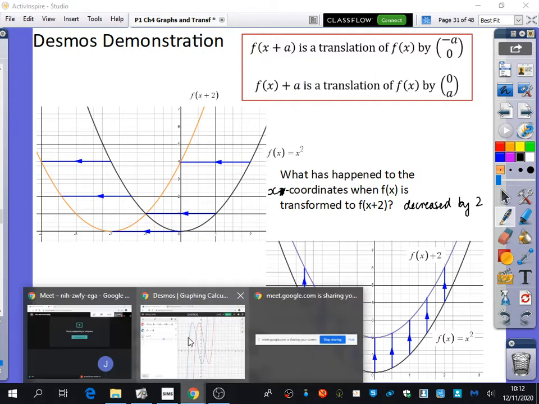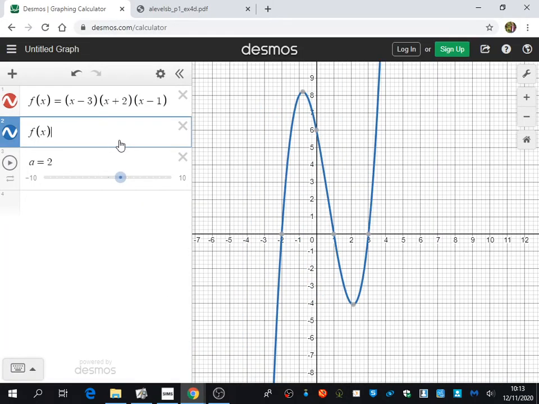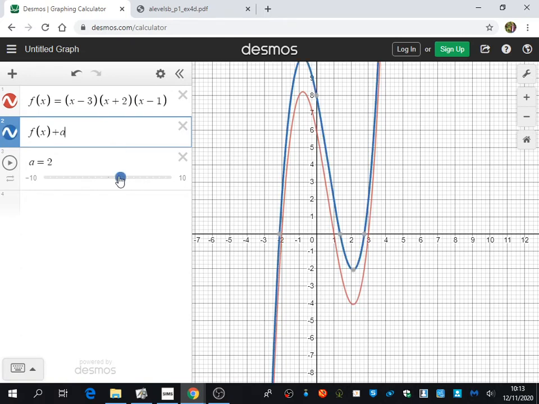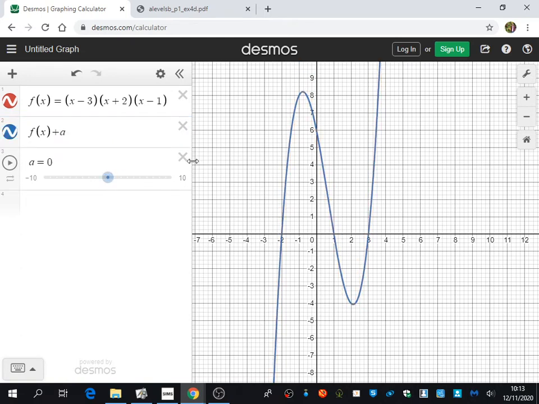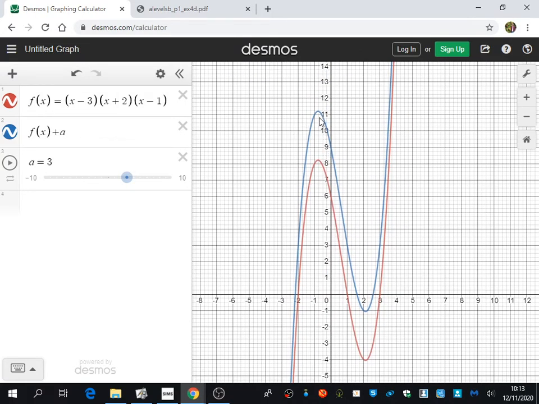So I'm going to go back to Desmos, and I'm going to change it from f of x plus a inside the brackets to f of x plus a outside the brackets. And when a is equal to 0, it's obviously just the same graph. This time, when I make a become a positive number, the blue graph is going to go up. And you'll see what's happening here. The blue graph is going upwards. Now, like I just said, people think that there is a bigger gap here than there is down here.